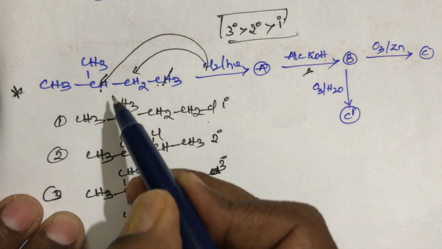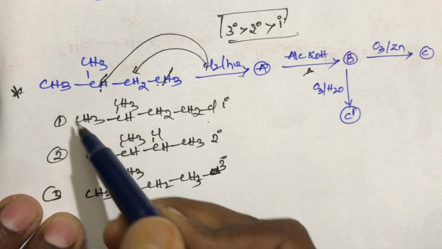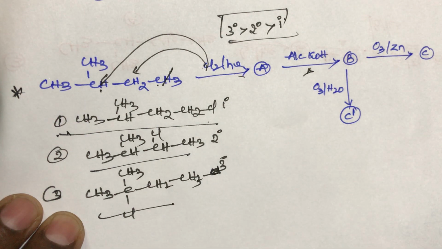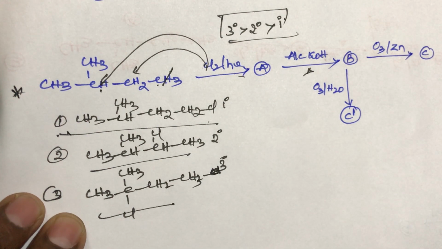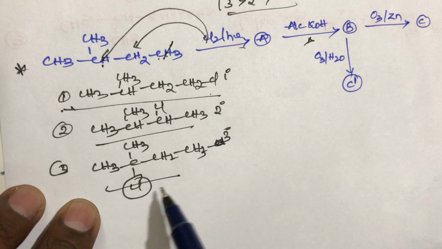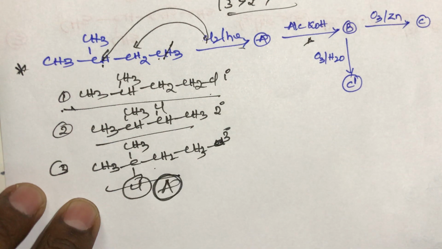Out of these three, when 2-methyl butane reacts with chlorine in the presence of sunlight, 3 types of product will be produced: first product, second product, third product. Out of these 3, we consider only the major product. The tertiary alkyl halide is the major product, so we consider only this as the A compound.